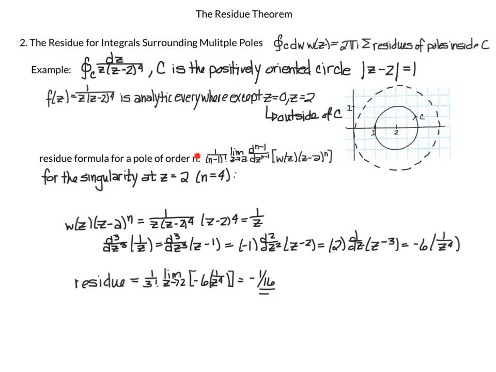And by my residue formula, my residue is 1 over (n minus 1) factorial, so that's 1 over 3 factorial, times the limit as z approaches 2 of the derivative of w(z) times (z minus a) to the n, so that's minus 6 times 1 over z to the fourth. The 3 factorial cancels with the 6, I'm left with the negative, and then here I have 1 over z to the fourth, and I take the limit as z approaches 2, which gives me 1 over 16. So my residue is now minus 1 over 16.